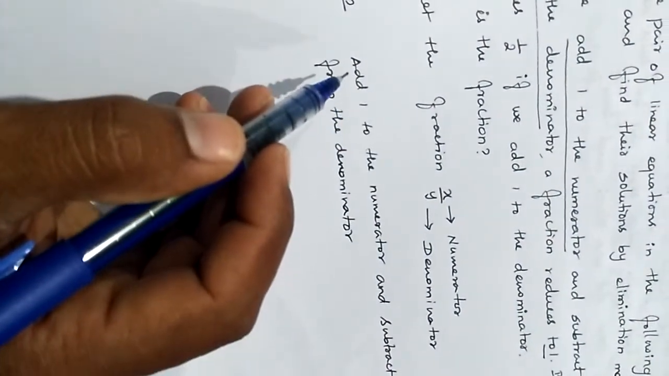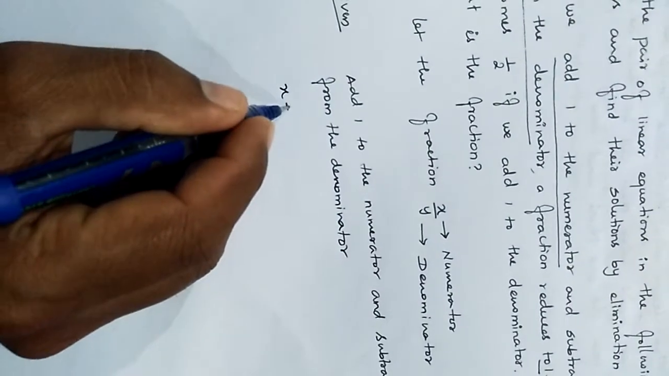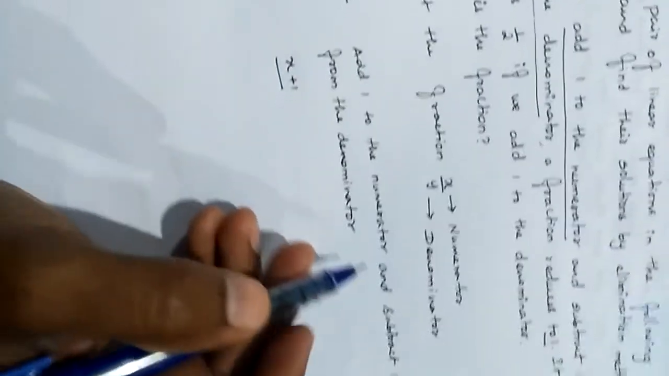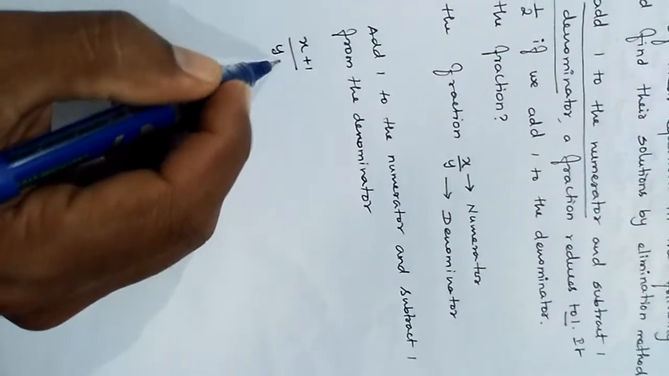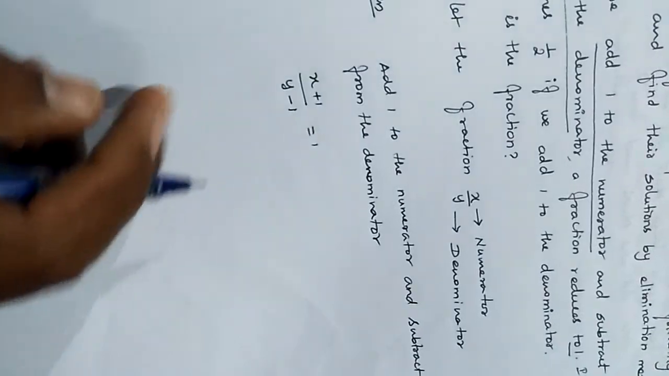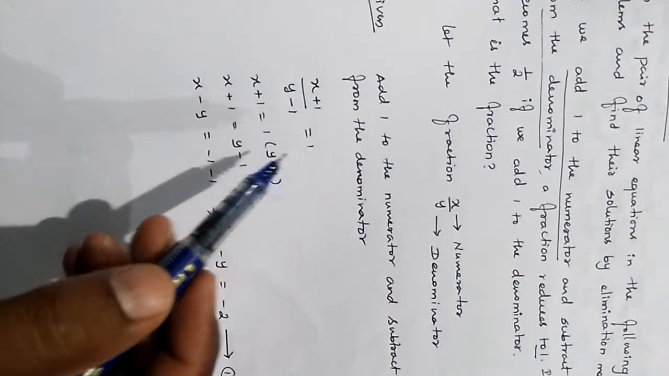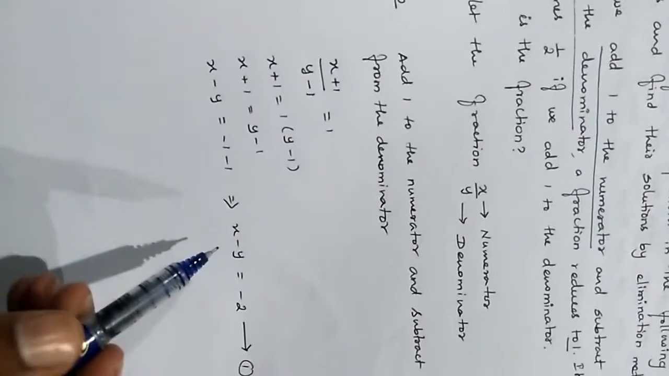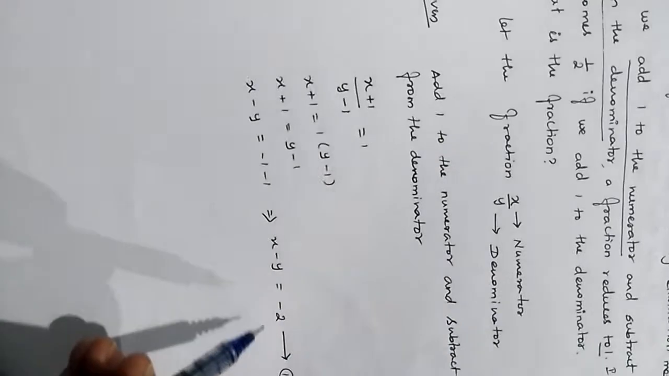So let's add 1 to the numerator. The numerator is x, so when you add it will become x plus 1, and subtract 1 from the denominator, the fraction reduces to 1. If you simplify this, take the division opposite and multiply, and take everything inside, you will get x minus y equal to minus 2 as the first equation.